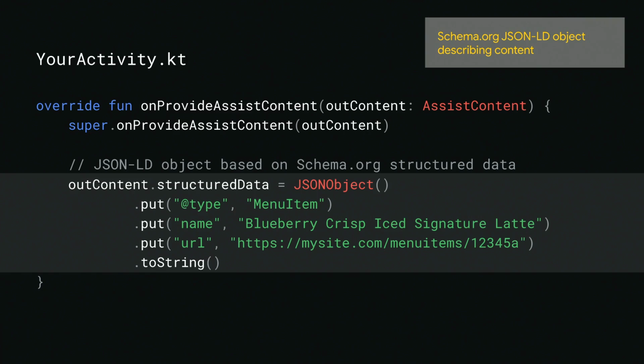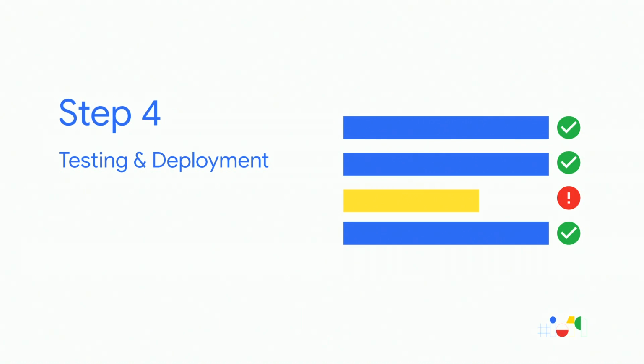Finally, if we use app actions, if we use Android app links for this particular screen, we're going to set the URL appropriately. All right, that's it for step 3. We're almost there. Stick with me.